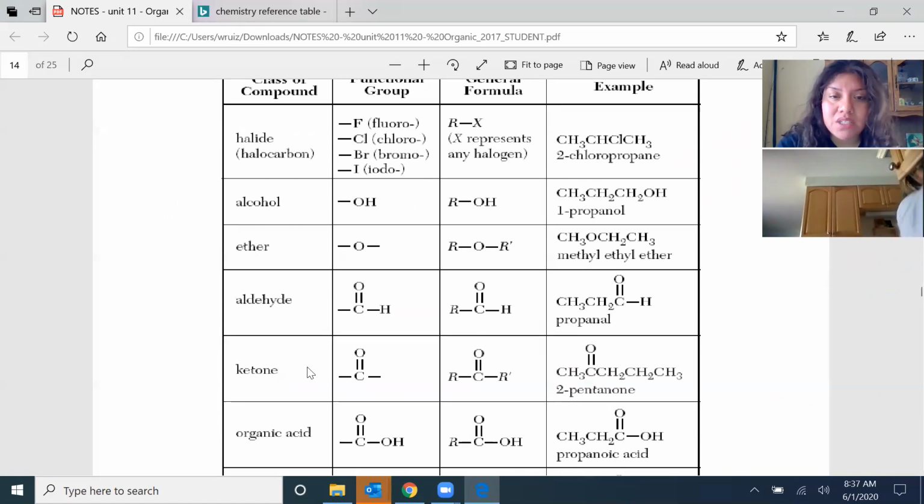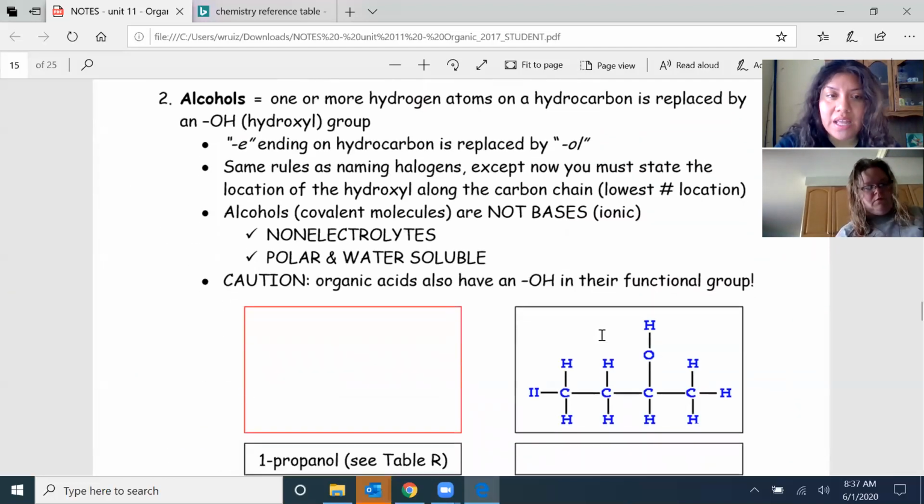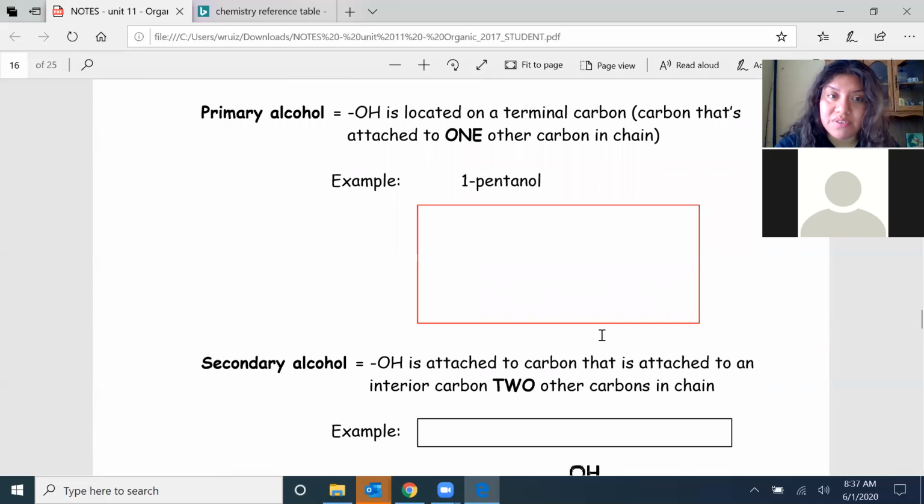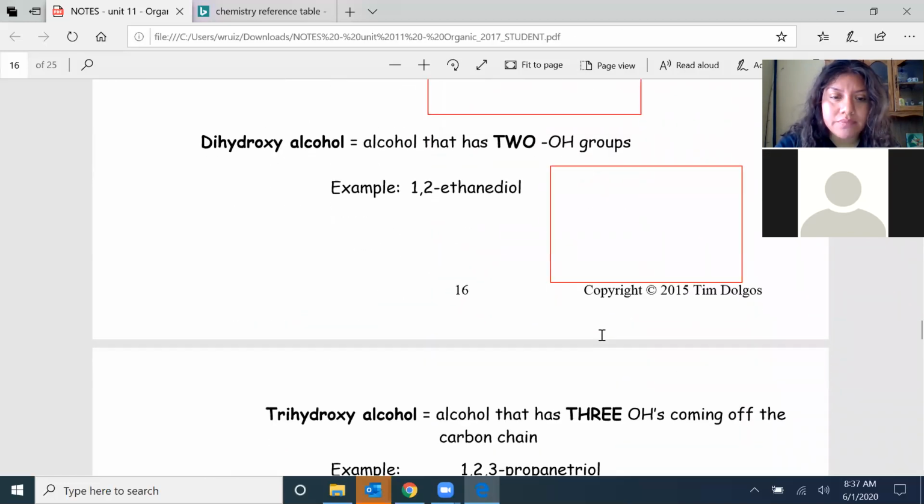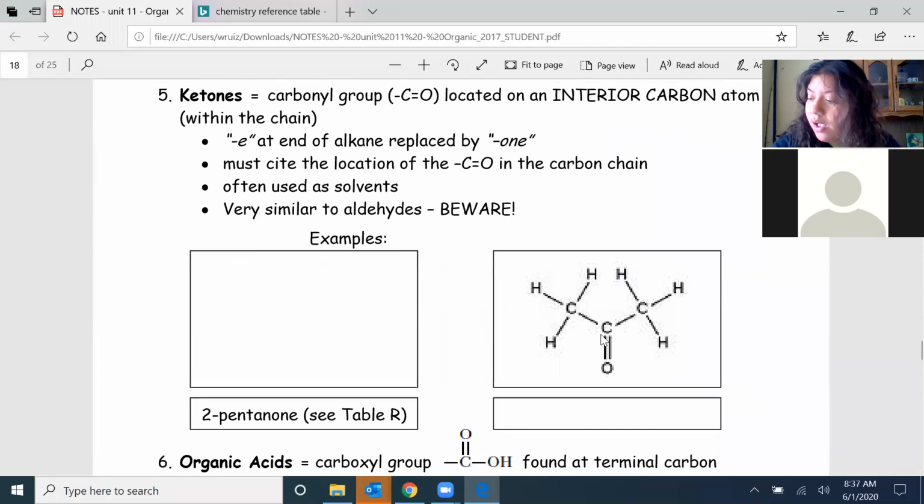And you don't have to memorize this. You just have to know how to use this table to help you identify things and name them. And they show you how to name them, and we have notes on naming them. So we've gone over halides, alcohols, the different types of alcohols, ethers, aldehydes, and ketones.